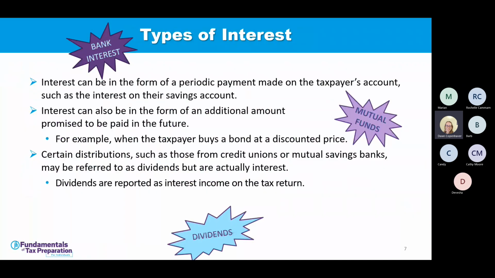All right, types of interest. We already kind of talked about this a little bit. It's a periodic payment from your taxpayer account, interest in your savings account. It can also be when you buy bonds to help the government fund projects. Also, credit unions and mutual savings banks refer to their monthly payments as dividends, but that's technically really interest.